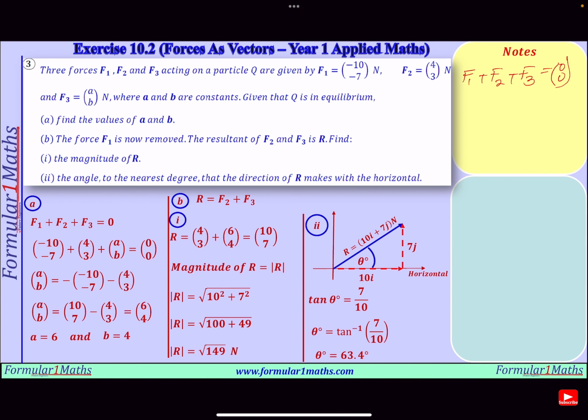Oh, that's not right. So that is not right. Sorry for this. That would be, according to my calculator, 34.99, and to the nearest degree as required will be 35 degrees. And so that's the correct answer.